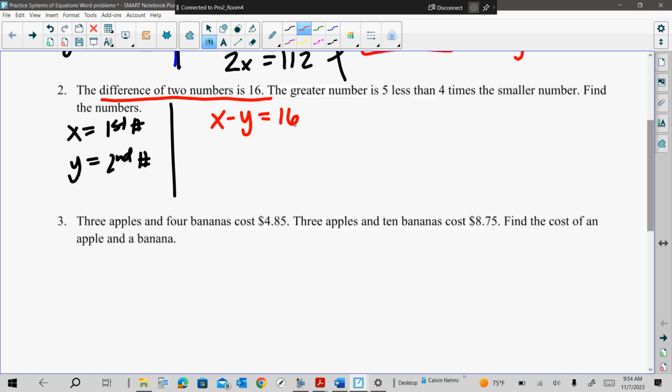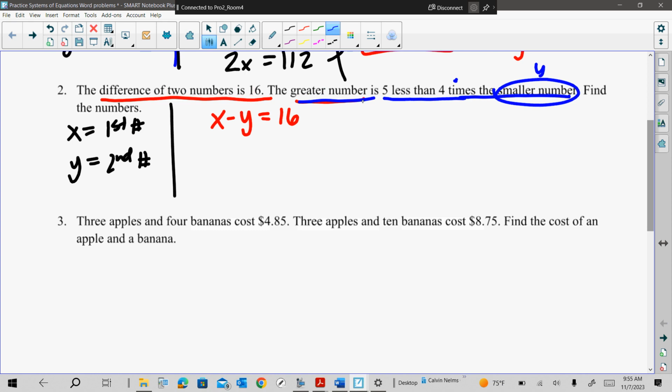There's our first equation. The second sentence says the greater number is 5 less than 4 times the smaller number. Okay. 5 less than, right here, 4 times, right, the smaller number. What represents the smaller number? You can say the y. Okay, so this is y.